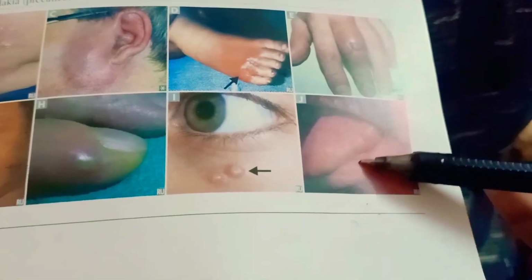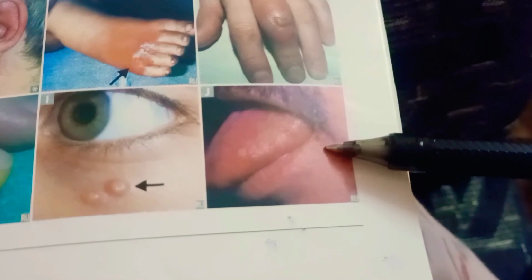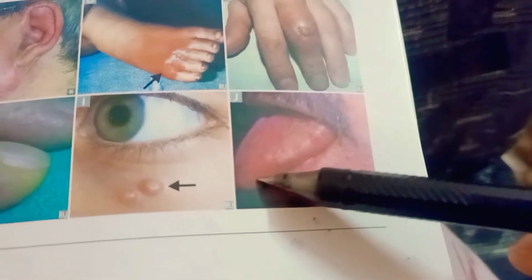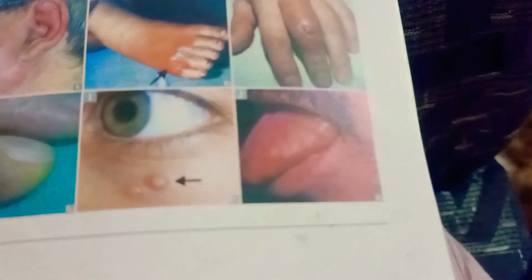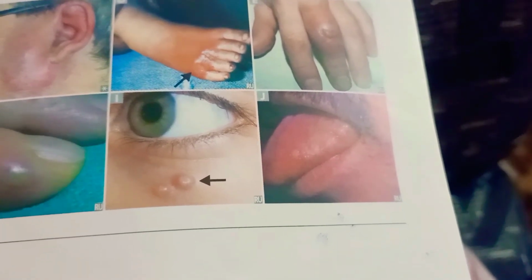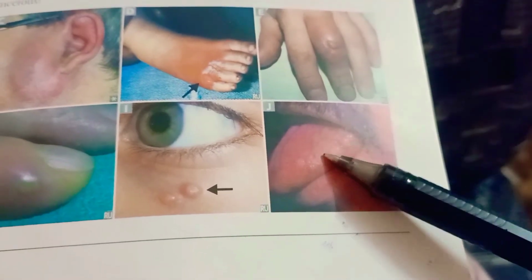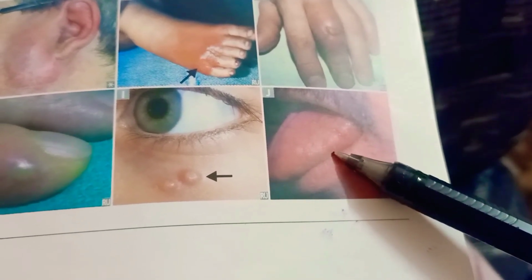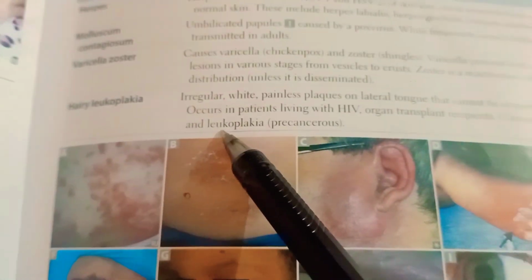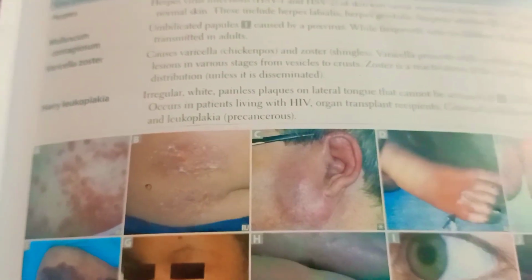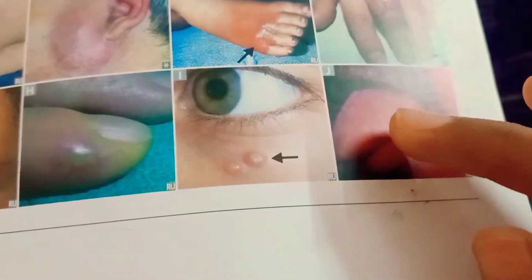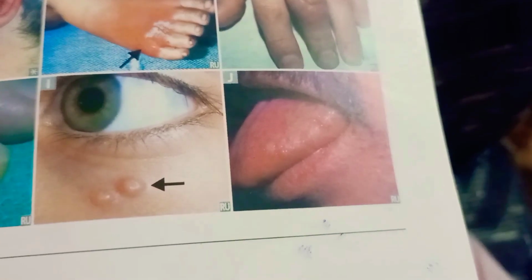Next, coming to hairy leukoplakia. Actually hairy leukoplakia is irregular white patches. You can see the whitish patch here. It is a painless plaque on the lateral tongue. It cannot be scraped off. If you try to scrape it, you can't. It is Epstein-Barr virus mediated. Mainly occurs in patients who have HIV and also in organ transplant recipients. Contrast with thrush: thrush is scrapable. Also, leukoplakia is precancerous and can be scrapable, but hairy leukoplakia can't be scraped. It will be white like that only. Even if you try to scrape it, it will not come off.